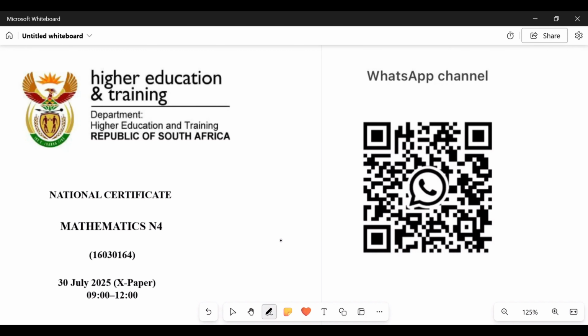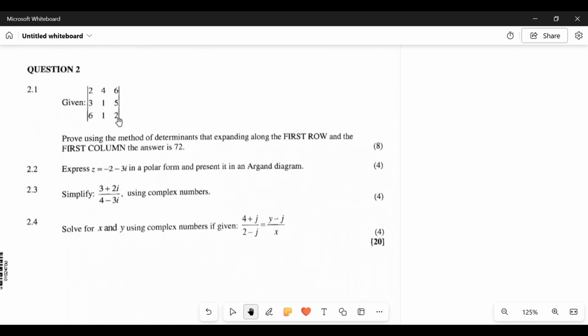All right, people, before we waste any time, let's look at question 2. Here is our question 2, guys. Question 2 is a combination of determinants and complex numbers. So we're going to start with question 2.1. As you can see, question 2 has 4 questions. We're going to start with 2.1 here, copy this question, paste it where there is space, and then we solve it.